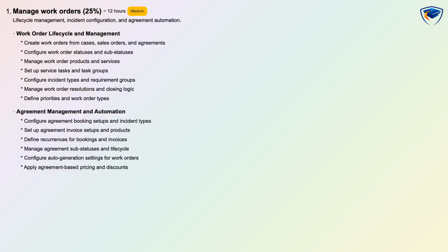Manage work orders is 25% of the exam with a medium difficulty and an estimated 12 hours of study, assessed through scenario-based tasks. This domain focuses on life cycle management, incident configuration, and agreement automation. You will learn to create work orders from cases, sales orders, and agreements, configure statuses and substatuses, and manage products, service tasks, task groups, and priorities.